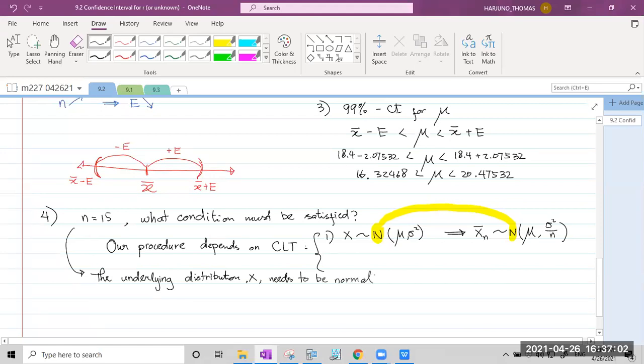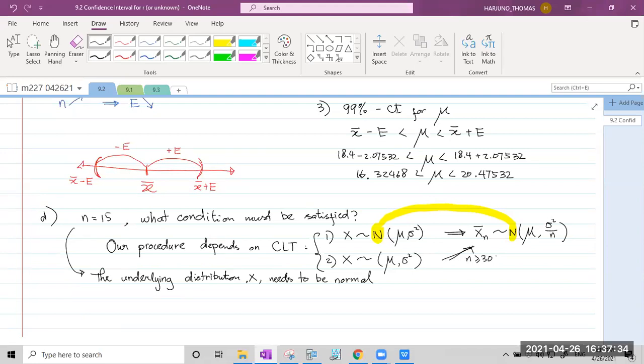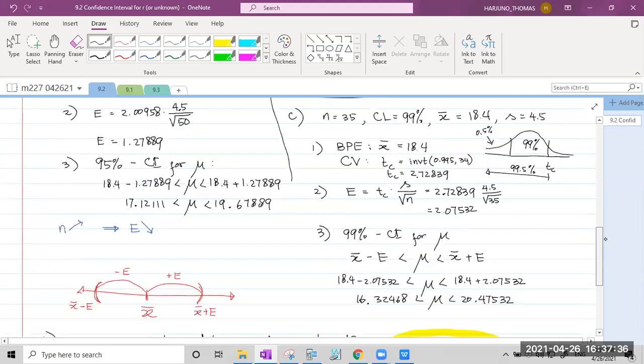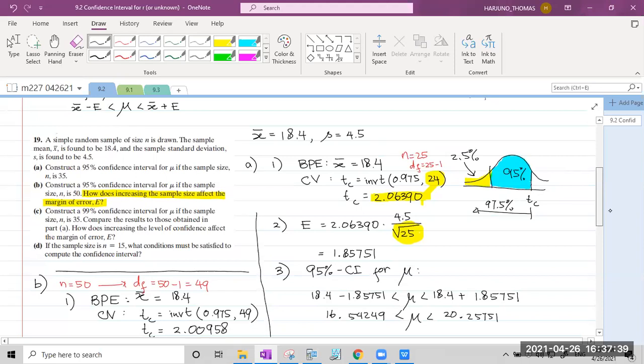But what happened with part ABC? Why in part D only do you require the underlying distribution to be normal? Well, that's because for part ABC, even though we do not assume that the underlying distribution is normal, the sample size is already more than 30. Okay, approximately 30. Except part A. No, even part A.